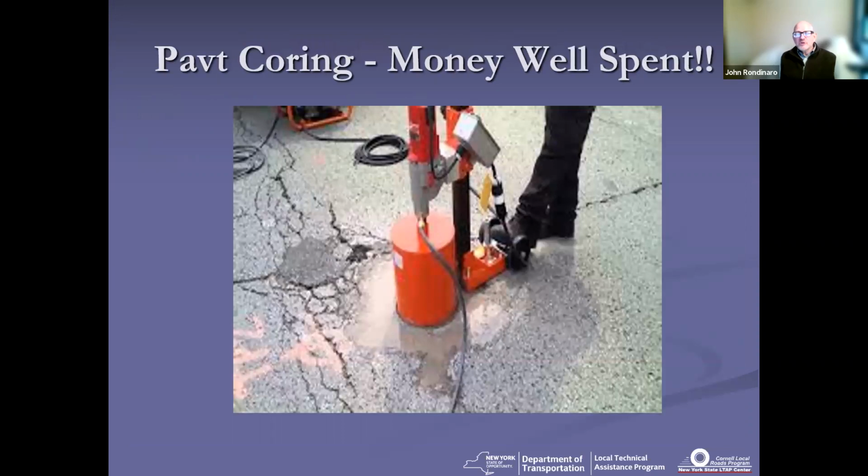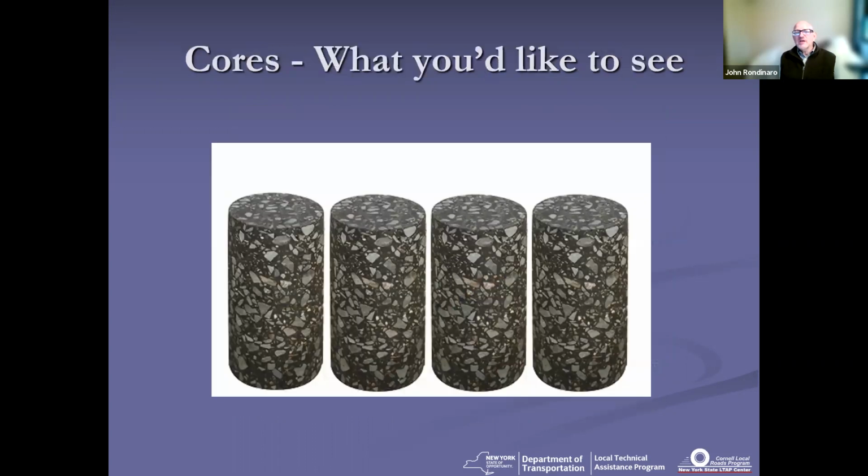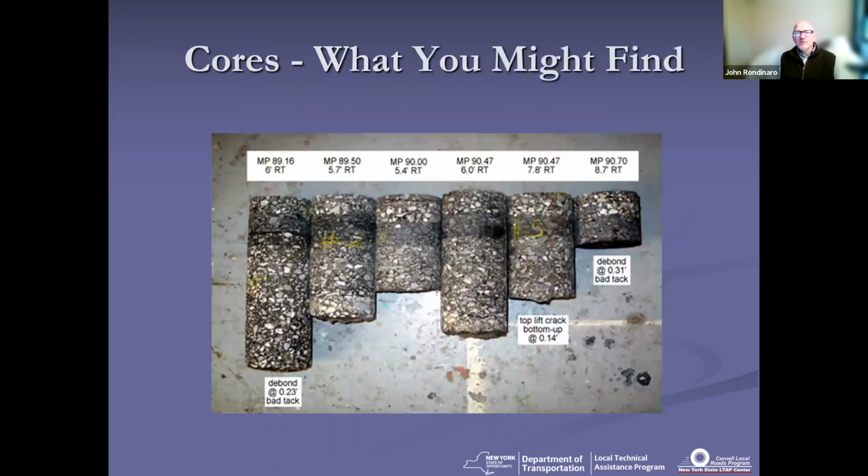For any of our rehab treatments, though, one of the keys to success is to do some additional pavement evaluation. You really got to find out not just what's going on at the surface, but what's going on within the pavement section underneath the surface of that pavement. And in terms of the go-to evaluation technique, pavement coring, it's money well spent, because you'd like to have your cores look like this, but typically they're going to end up looking like this.